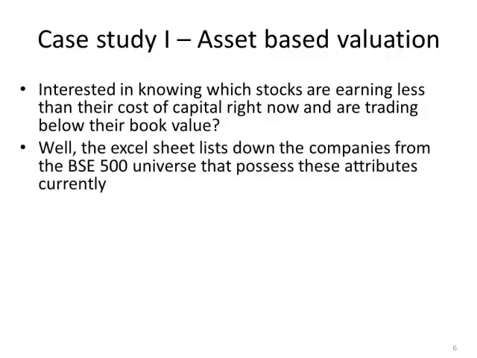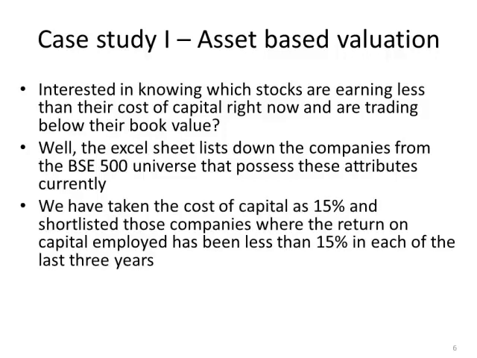Well, we have an Excel sheet that lists the companies from the BSE 500 universe that possess these attributes as of now, as of January 2014. We can look at this Excel sheet, which we'll do right after we finish this slide, and we'll see a long list of companies, their return on capital, their book value and their price to book ratio.